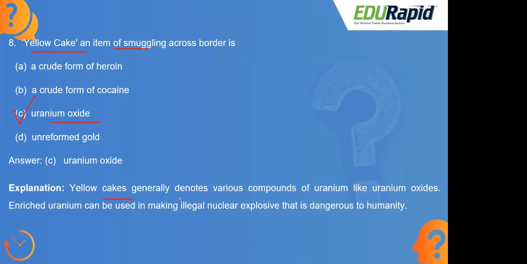These yellow cakes generally denote various compounds of uranium, just like uranium oxides, clear? Enriched uranium can be used in making illegal nuclear explosives. So if a larger amount of enriched uranium oxide is present, that can be highly explosive.